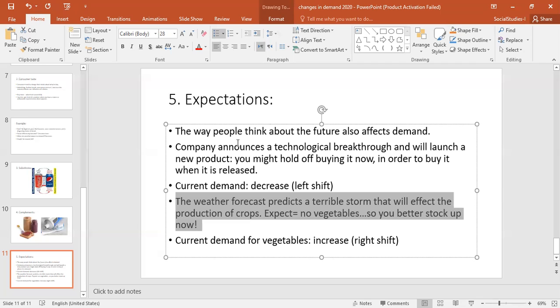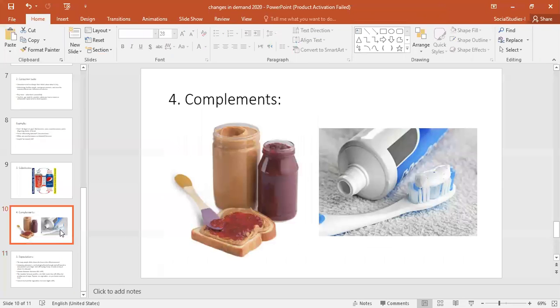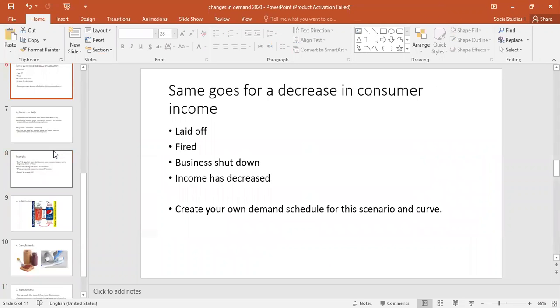So again, guys, these are the five determinants, the five factors other than price that can affect our demand. Are they clear? Yes. Good. All right, so this is your lesson for today.